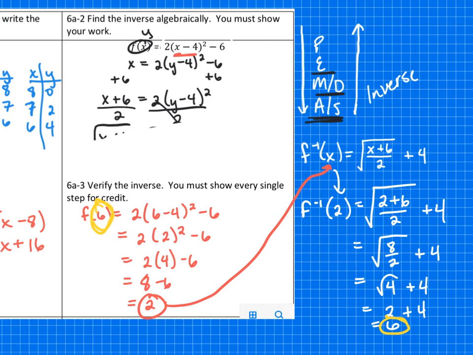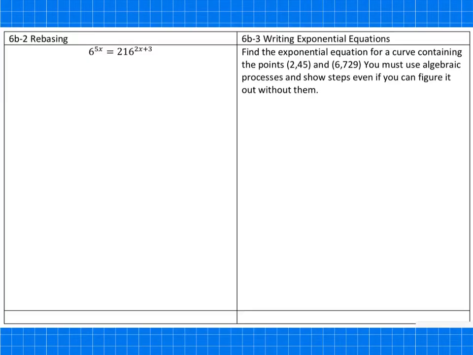So that is inverses. So that was Unit 6. Oh, just kidding. There was a lot more to Unit 6. That was the first part of Unit 6. Oh, this is so long.